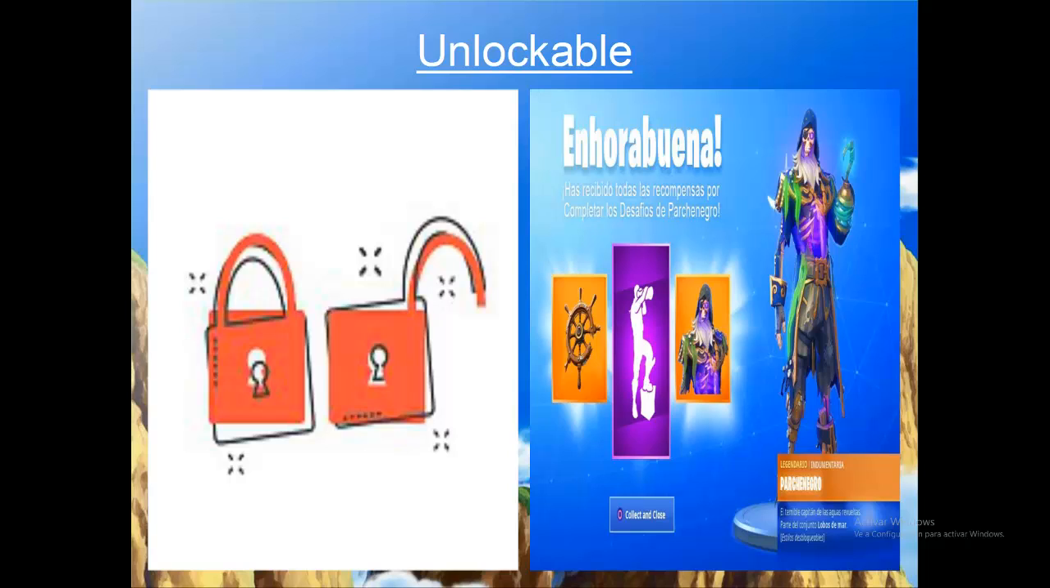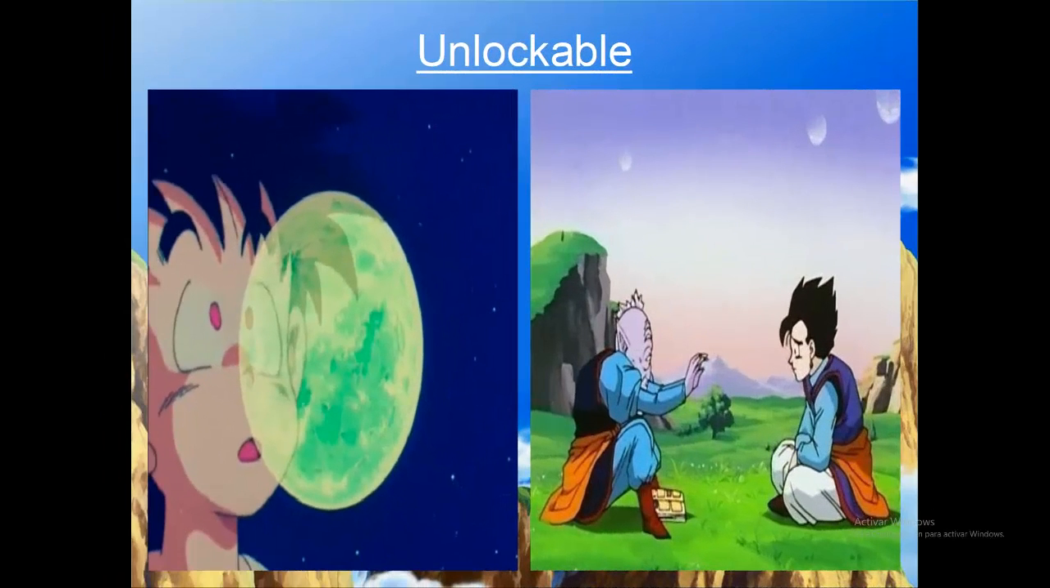A real example will be when we get a new look for our character in a video game after completing certain achievements. In the world of Dragon Ball, we can put 2 more examples. The first, when the boy Gohan unlocks the transformation into a great ape when he sees the full moon, since without it, this transformation is blocked.